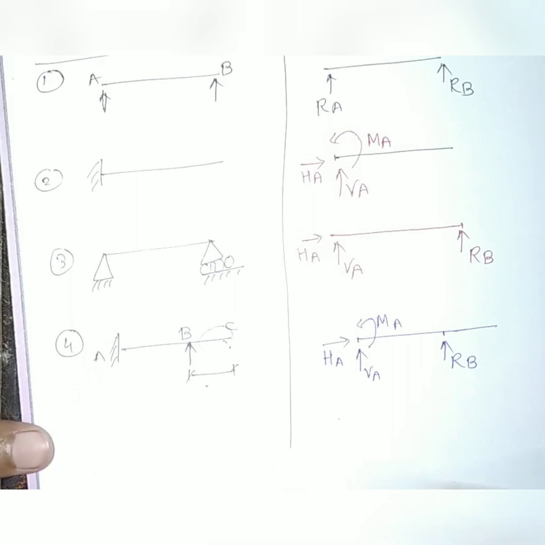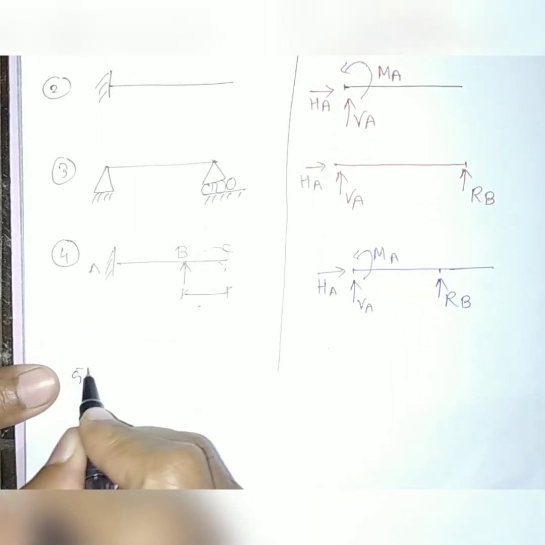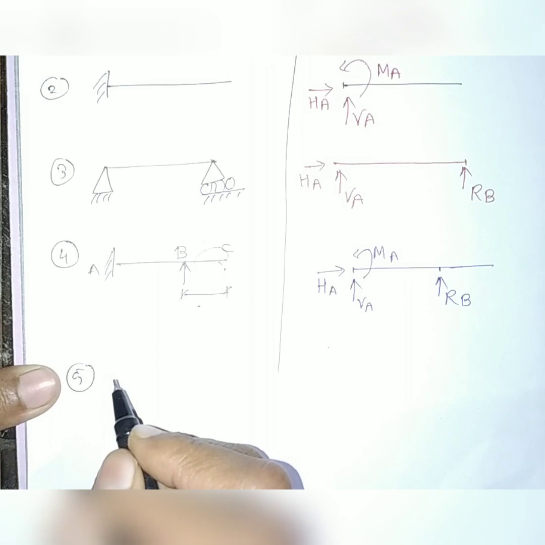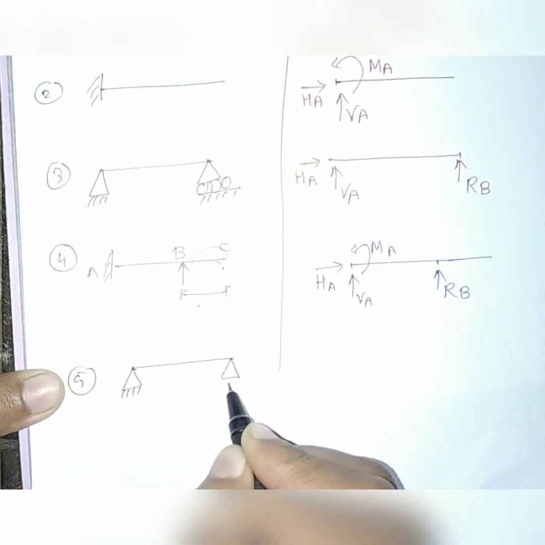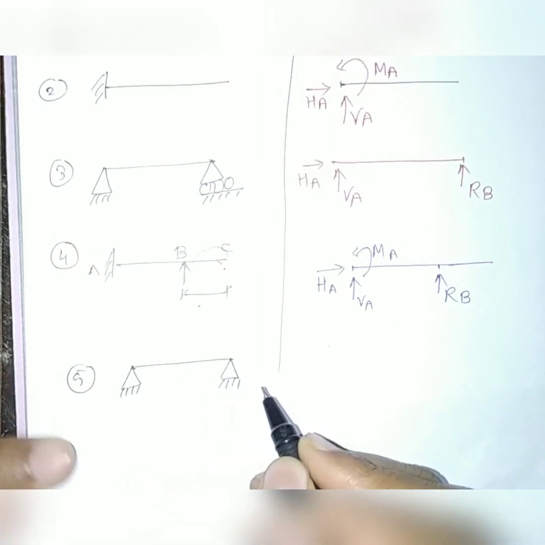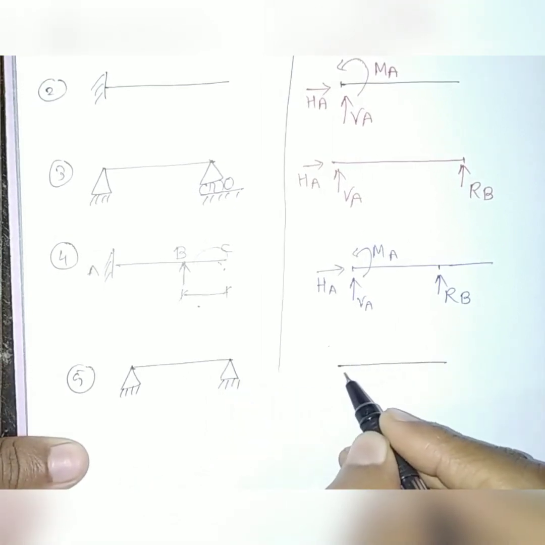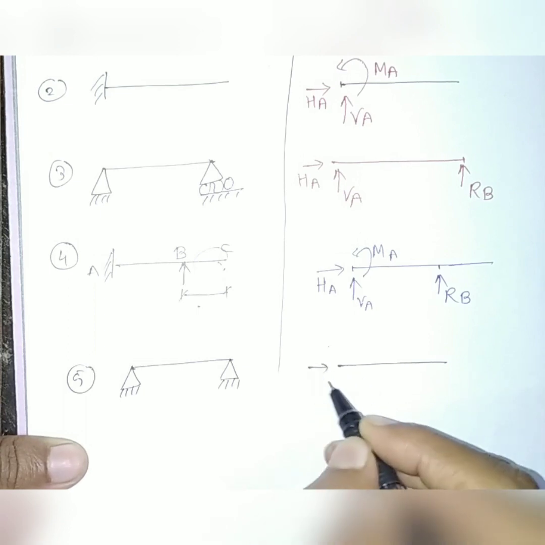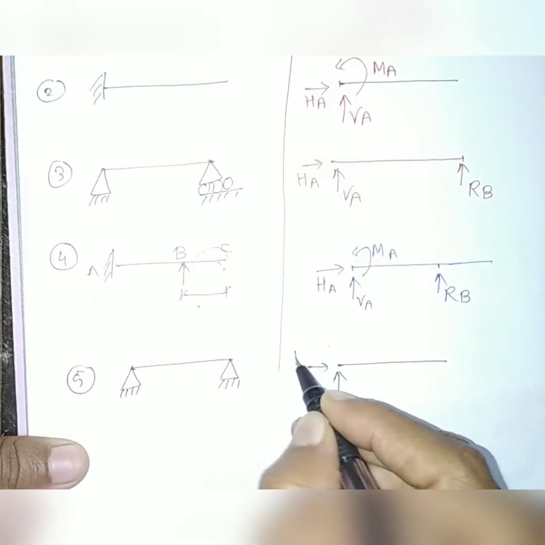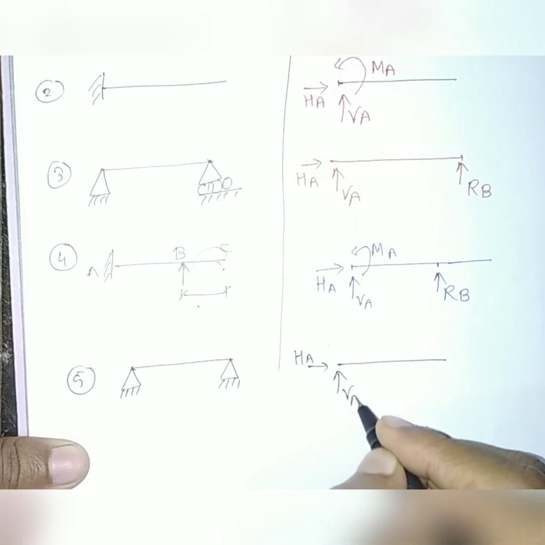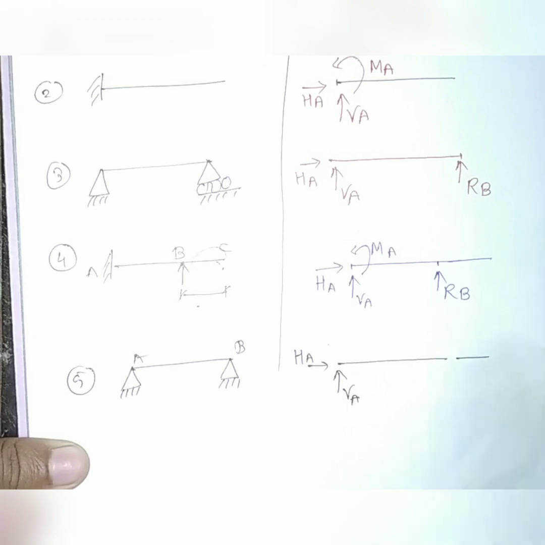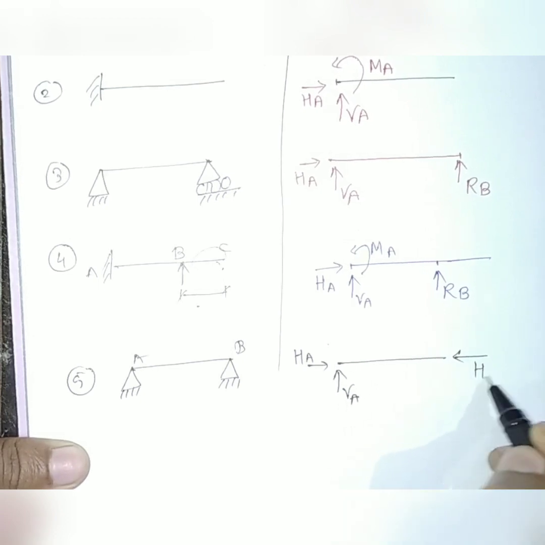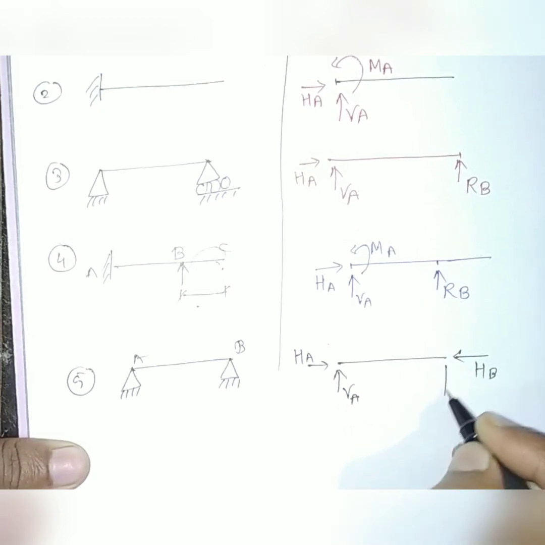Then the fifth type is both ends hinged one. So this is the symbol for hinged support. So FBD will be, as there are 2 reactions for hinge support, this is horizontal reaction at point A and vertical reaction at point A. And at point B there are 2 reactions: horizontal reaction at point B and vertical reaction at point B.